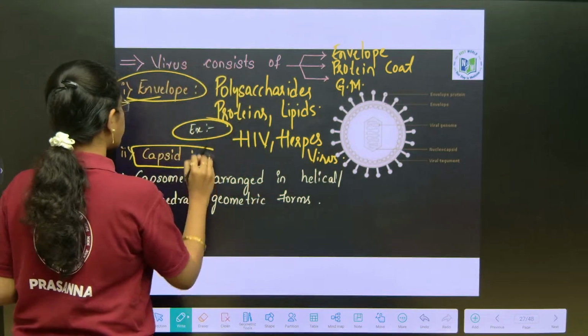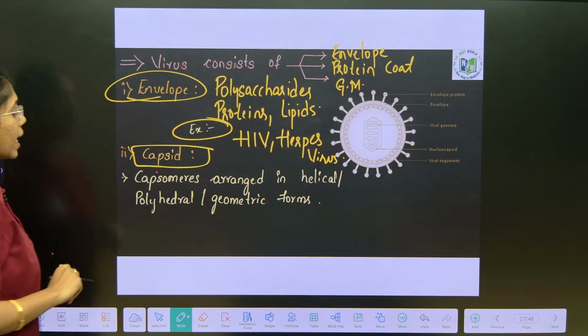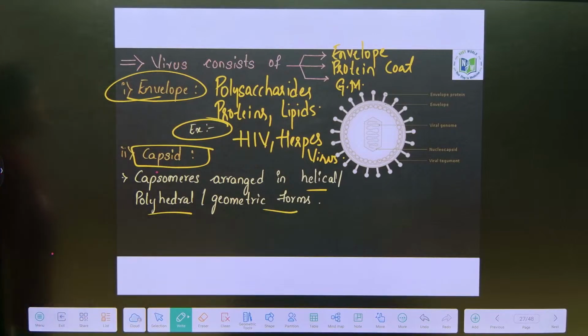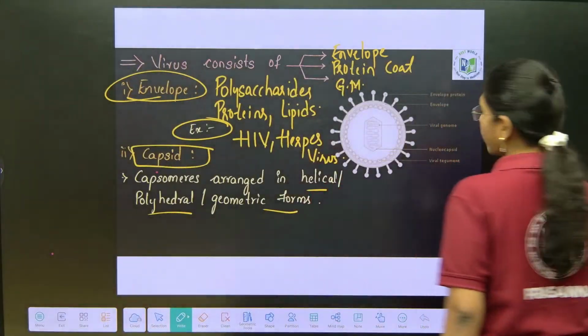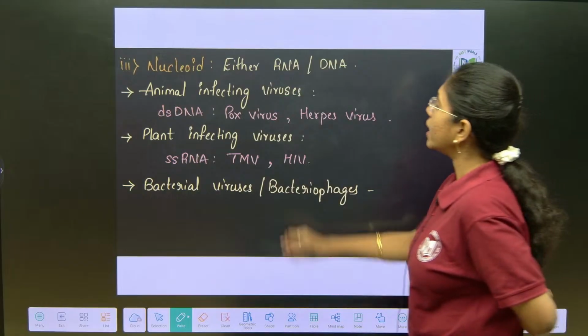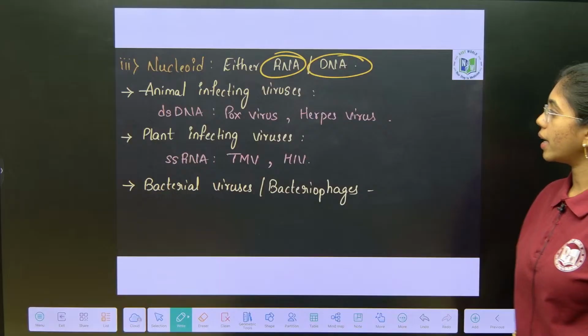Then the capsid. The capsid coat has capsomeres. Capsomeres are arranged in what? Helical, polyhedral and geometric forms. Next, the nucleoid consists of either RNA or DNA.